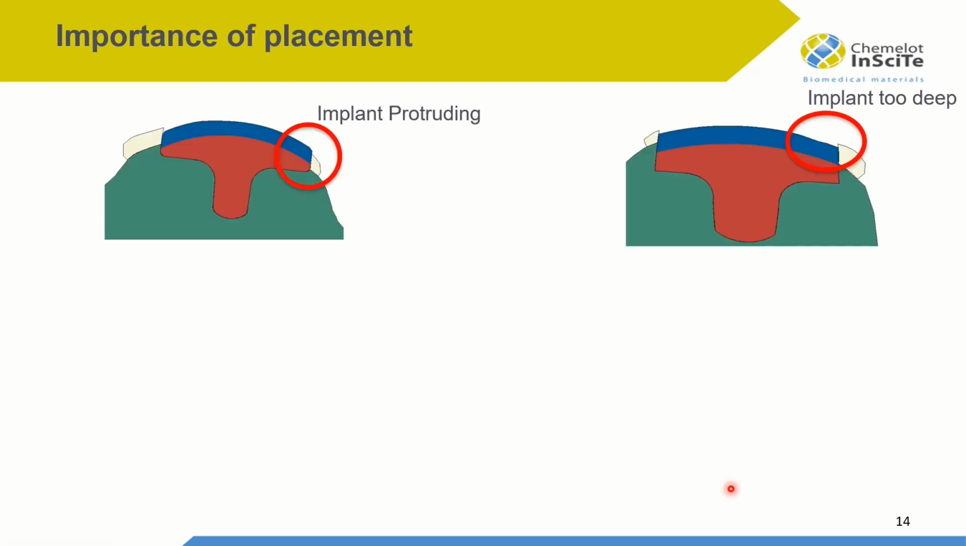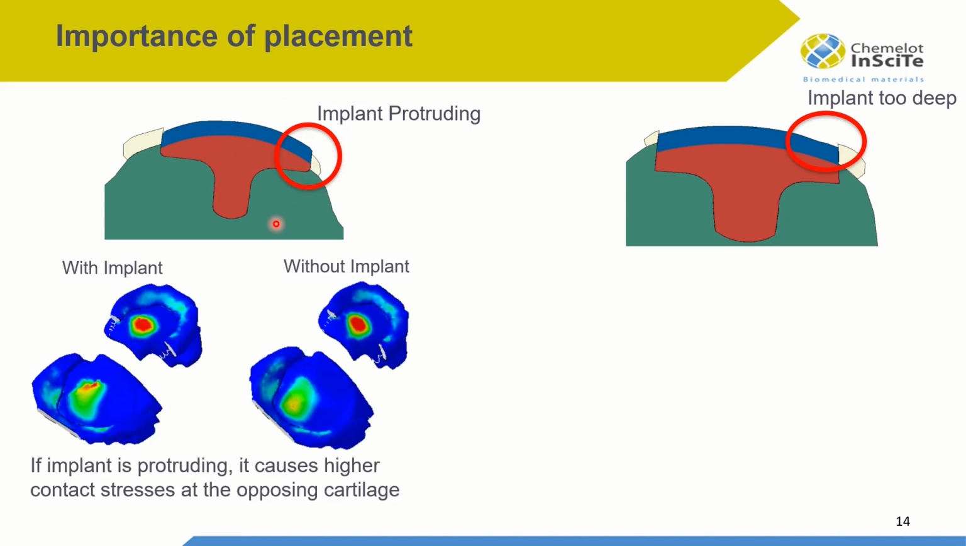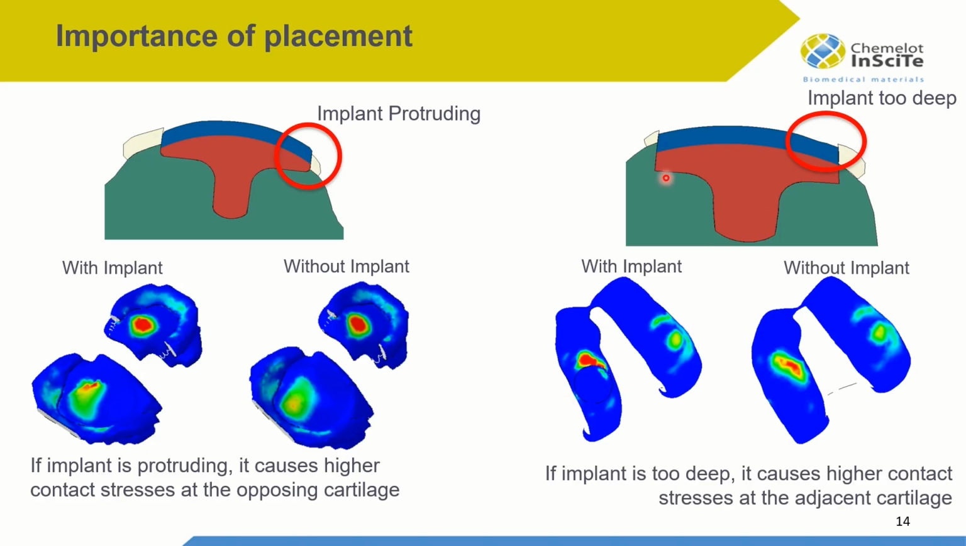From the previous simulations, we know that placement of the implant plays a crucial role in how the stresses are generated in the joint during the motion. For example, if you have a protruding edge, this will cause an increase in the contact stresses in the tibial cartilage when compared to the healthy version. On the other hand, if you have an implant which is implanted too deep, then this will result in the implant not carrying enough load and an increase in the contact stresses of the adjacent femoral condyle compared to the original case.